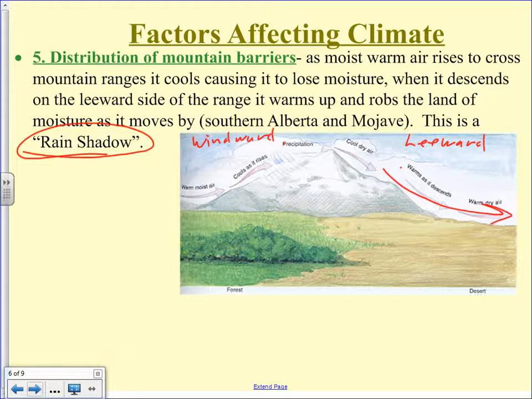The Gobi Desert in Asia is the rain shadow of the Himalaya Mountains. Okay, so it's quite dry because they're way taller than our mountains are.